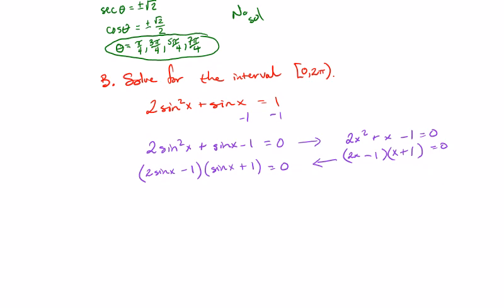Then I'm going to set each one equal to 0, so that would be the sine of x needs to equal 1/2, and in this case the sine of x needs to equal negative 1. And from there I'm just going to solve. This one would be x equals pi over 6 and 5 pi over 6. And sine is negative 1 only at 3 pi over 2. Okay? So you can use factoring in whatever way, but remember it's got to be set equal to 0 first.